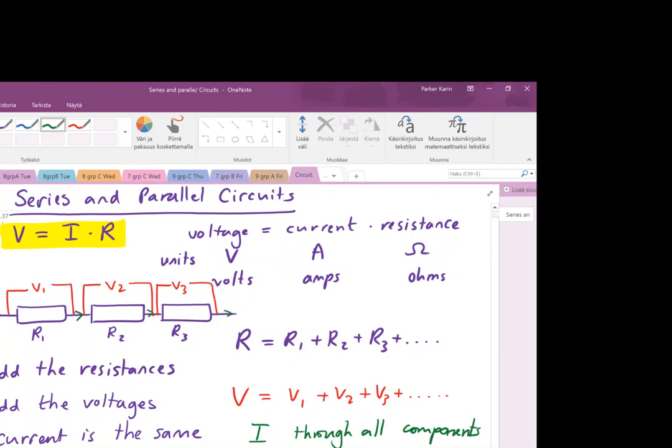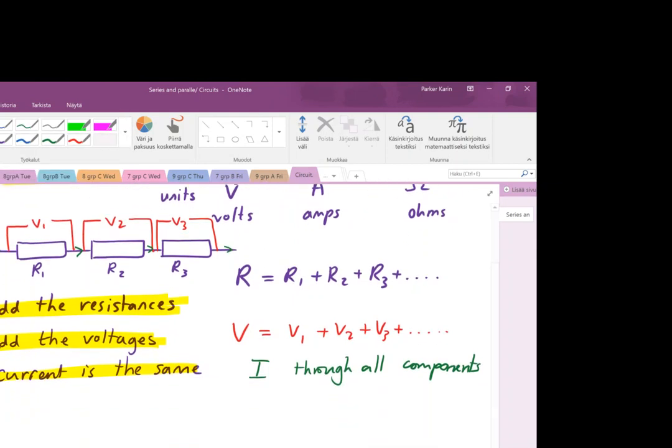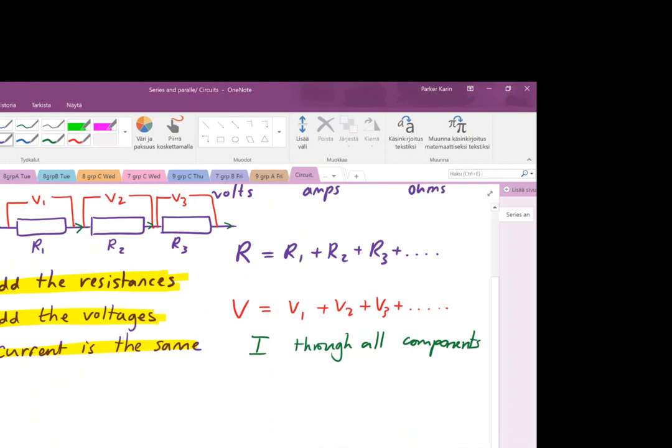So they are the logical rules that you have to apply for series circuits. Add the resistances, add the voltages, and the current is the same. I know it seems like a lot to learn, but you'll get used to applying it. Honest. So, what about a parallel circuit?